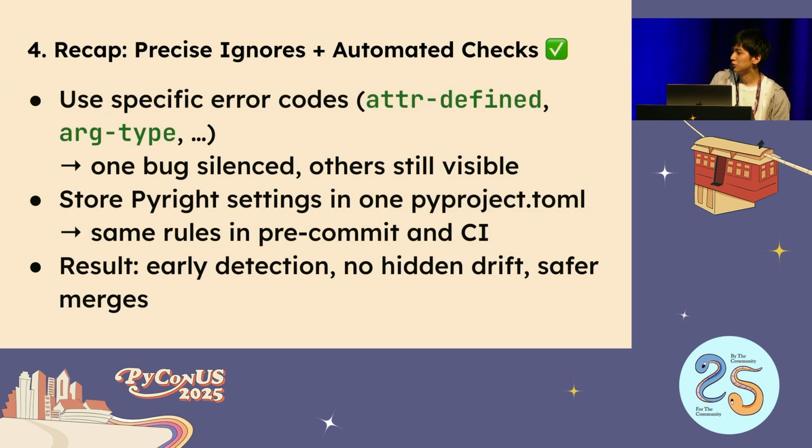Okay, recap. We should not use a blanket type: ignore. Yeah, we use the specific error code for the type: ignore comment. Also, we store the settings in pyproject.toml to share with other team members, CI, and pre-commit.